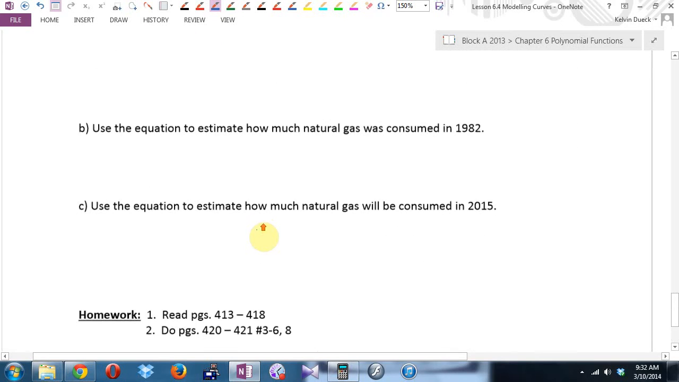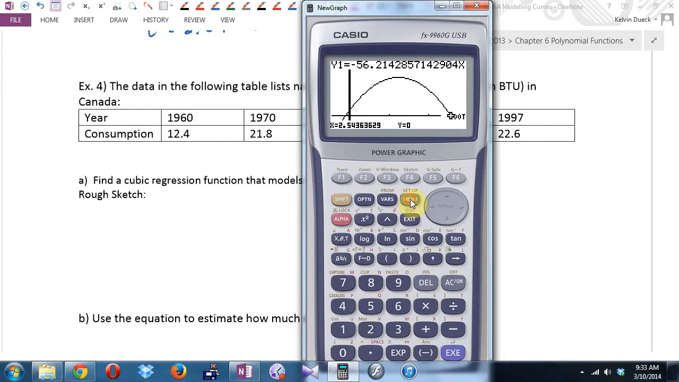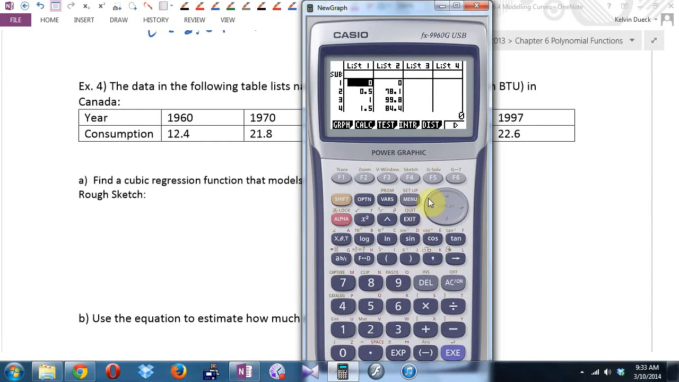This is our last one. This is a cubic regression in quadrillion BTUs. This one apparently is a cubic graph. So let's see. Enter this data. Menu. Stat. Oh, delete what's there.